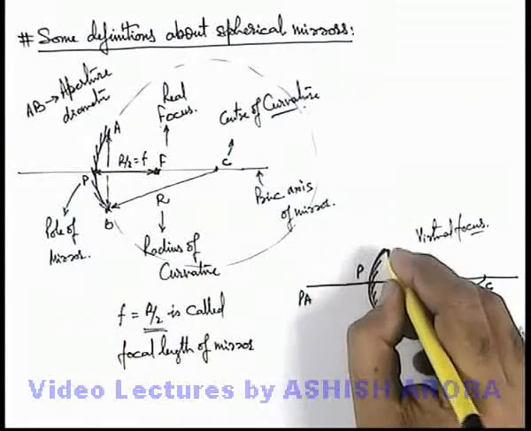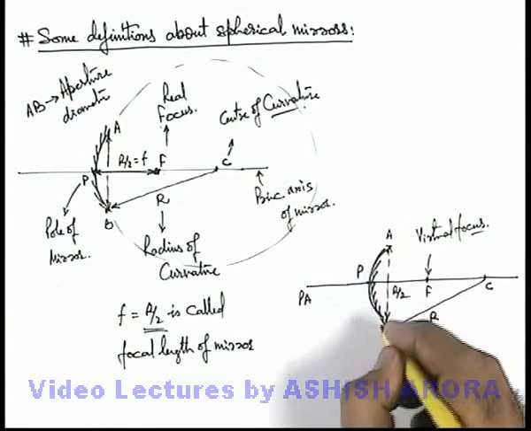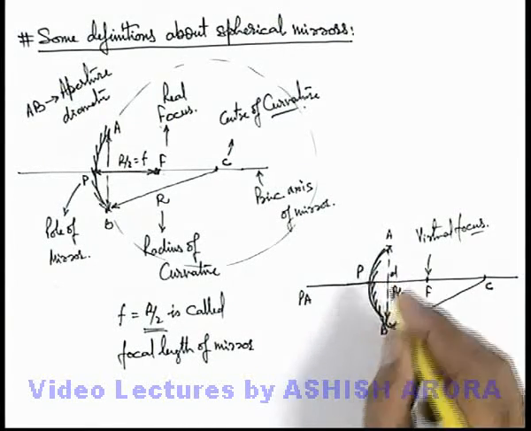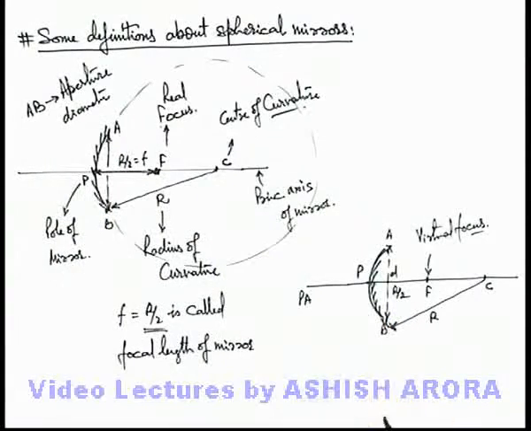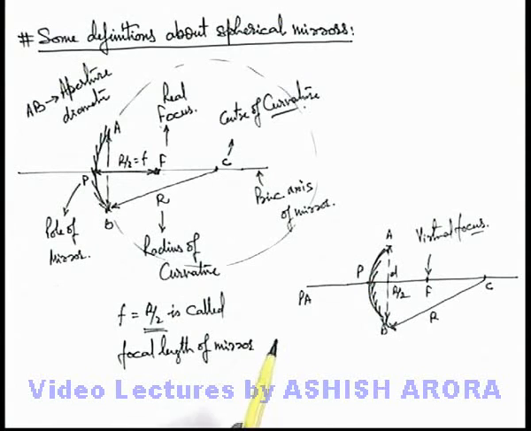And similar to this case, again the geometric diameter of the mirror is defined as d, which is called the aperture diameter. So these are the basic characteristic definitions associated with a concave and a convex spherical mirror.